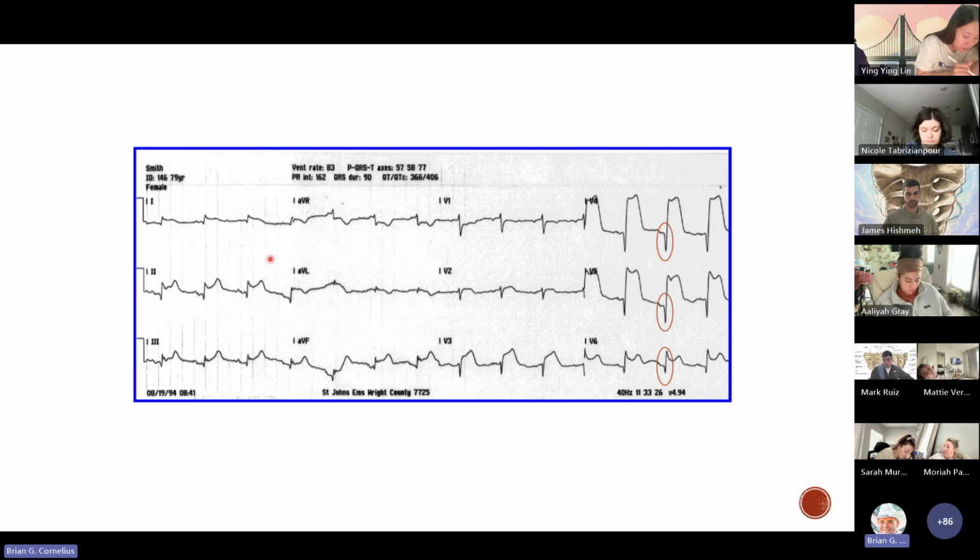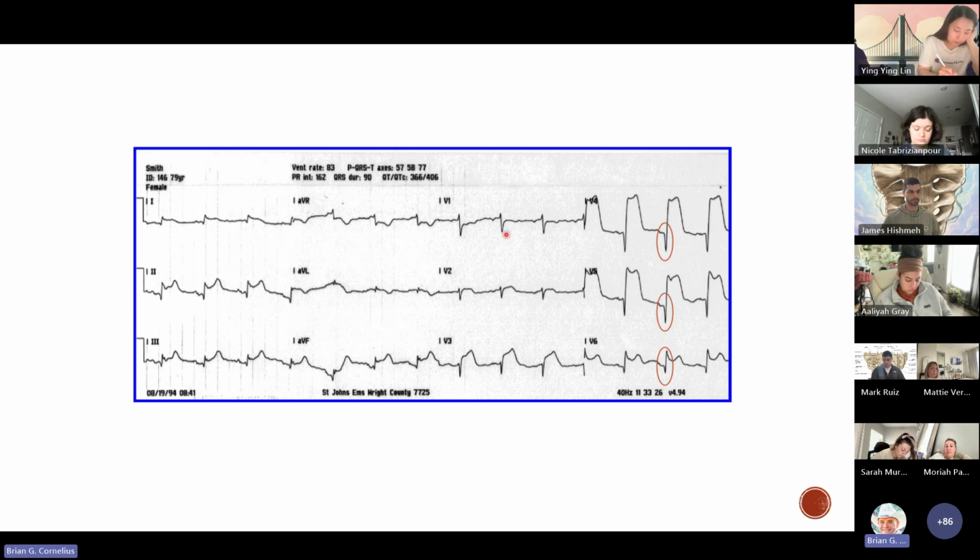The next place I go after that is 1 in AVL because I'm looking for my reciprocal changes from the inferior wall anyways. But this is the high lateral. So even though they're not beside each other on the EKG, they're contiguous because those are showing me the blood supply from the circumflex to the high lateral portion of the ventricle.